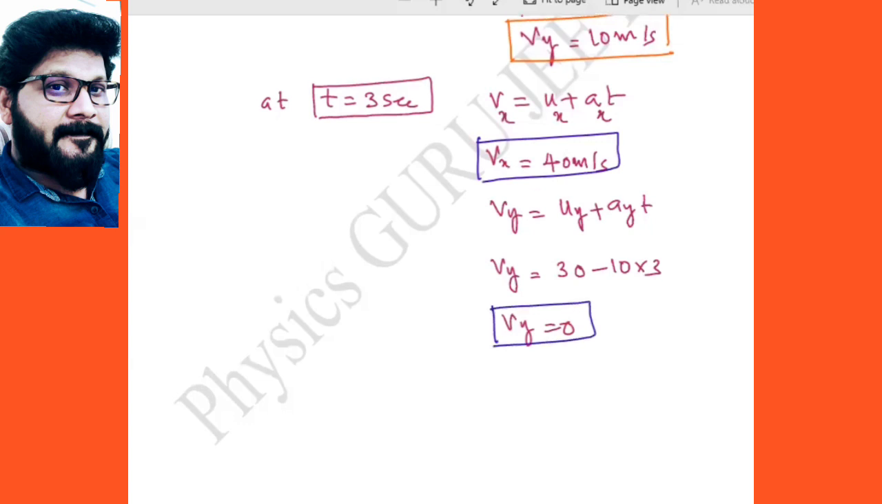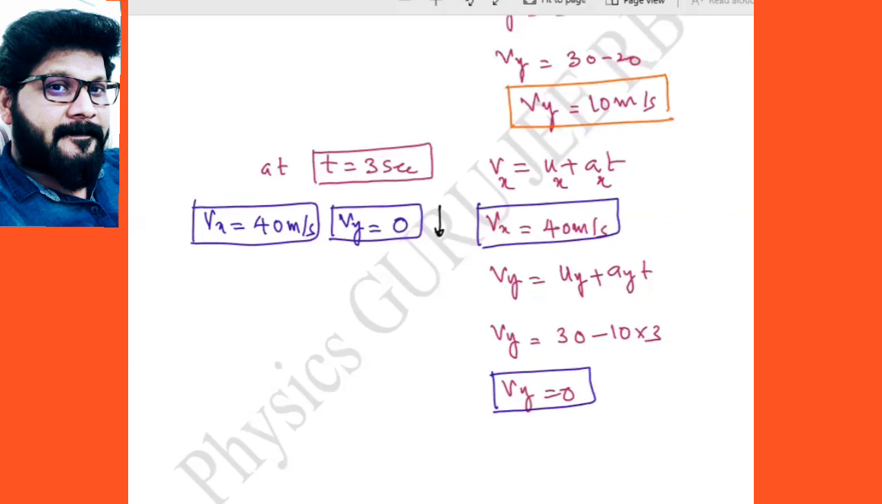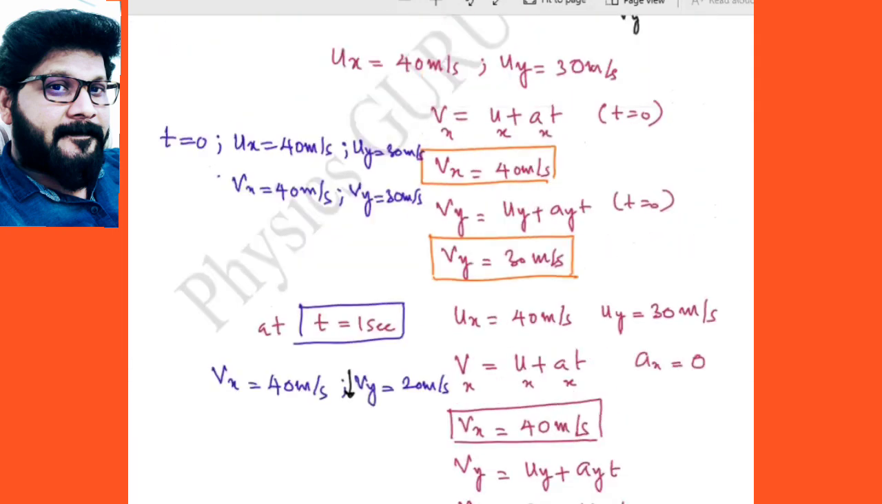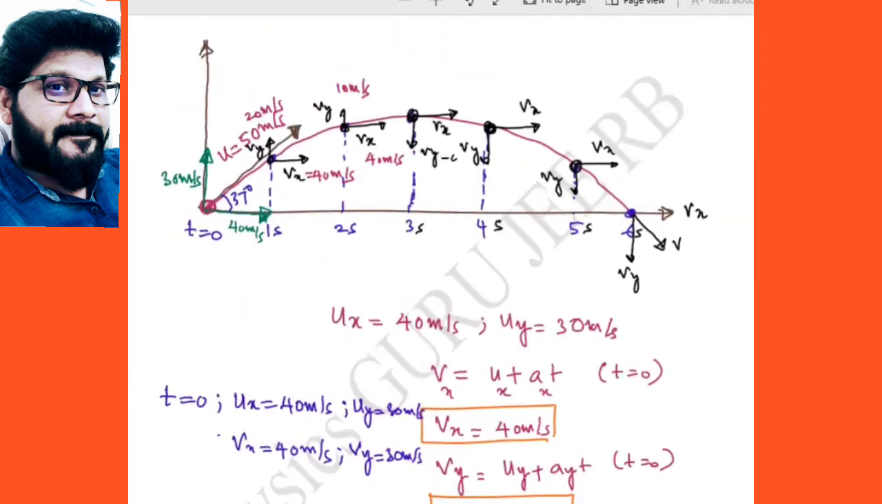That means at t equal to 3 seconds, Vx remains constant again at 40 meter per second, and Vy is 0. So further it is decreased to 0. Now what is the conclusion here? Vy equal to 0 means it has reached maximum height, yes or no? How can you decide it has reached maximum height? After 3 seconds Vy is becoming 0, but there is a horizontal velocity.